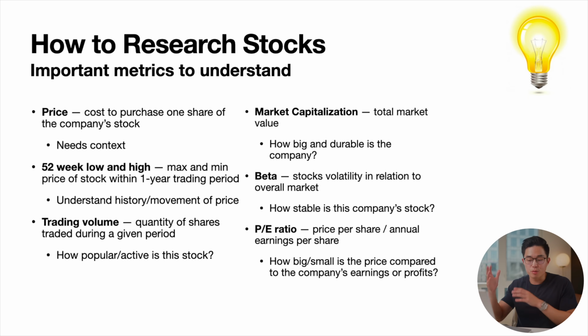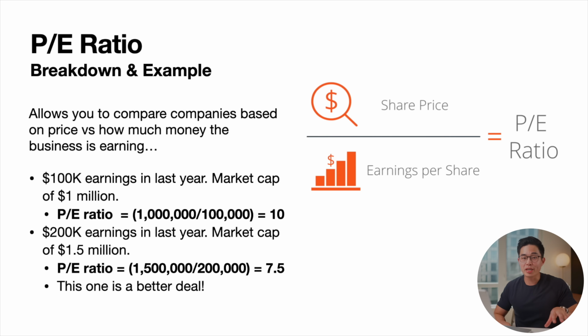You also have the beta, which is the stock's volatility in relation to the overall market. So if the beta is under 1, this means that on average, it's less volatile. And if the beta is over 1, that means it's more volatile. And you have your PE ratio, which is the price per share divided by annual earnings per share. Or you can think of it as total earnings divided by total shares outstanding. So this allows you to see how big or small the price of the stock is compared to the company's earnings or profits. Let's talk a little bit more about the PE ratio because this is a very important term that you guys should know.